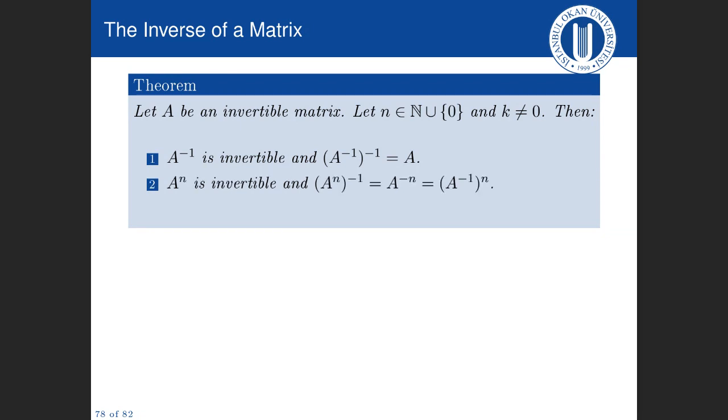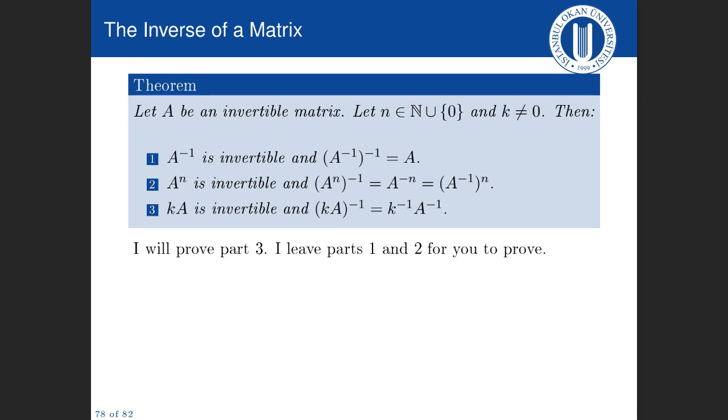Rule 2, A to the power n is invertible and A to the power n inverse is A to the power minus n. That's the same as A inverse to the power n. Rule 3, kA is invertible and kA inverse is k inverse A inverse. I'm going to prove part 3. Parts 1 and part 2 I'm going to leave for you. You should be able to write down a proof of part 1 and part 2.